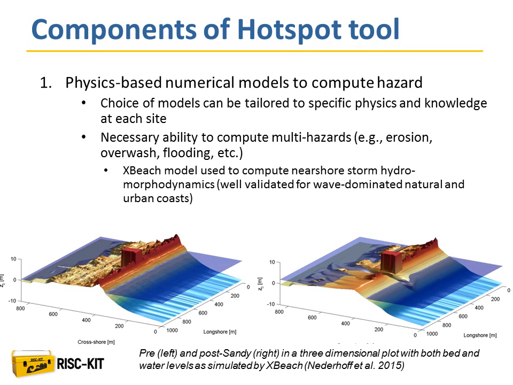The choice of models used in the Hotspot tool can be tailored to the specifics of the site. So for instance, the natural setting of the site, and the physical processes that occur there. But all models used in the Hotspot tool should be able to compute multi-hazards at the hotspot site itself. So for instance, erosion and overwash and flooding, to be able to compute the full coastal risk.